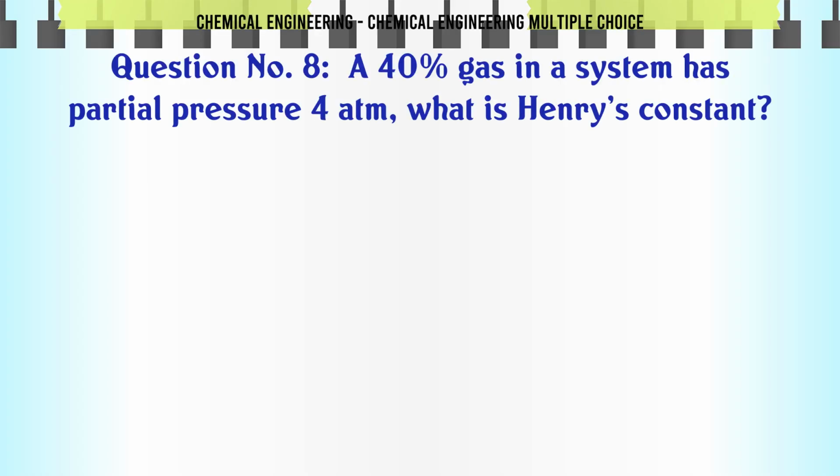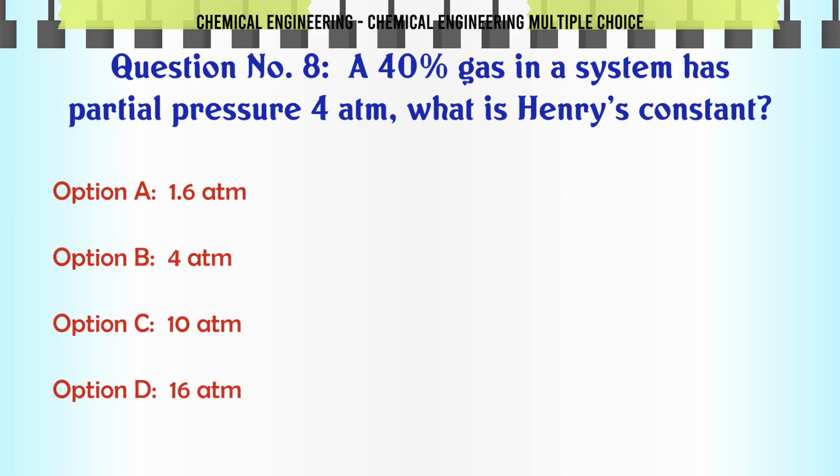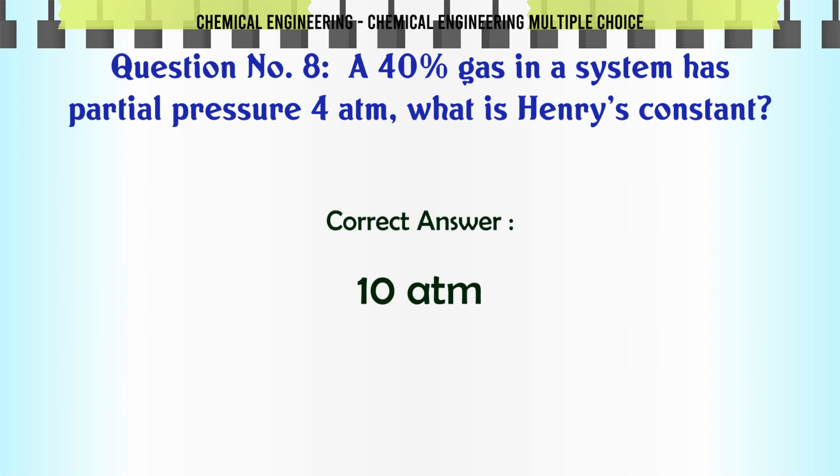A 40 gas in a system has partial pressure 4 atm. What is Henry's constant? A 1.6 atm, B 4 atm, C 10 atm, D 16 atm. The correct answer is 10 atm.